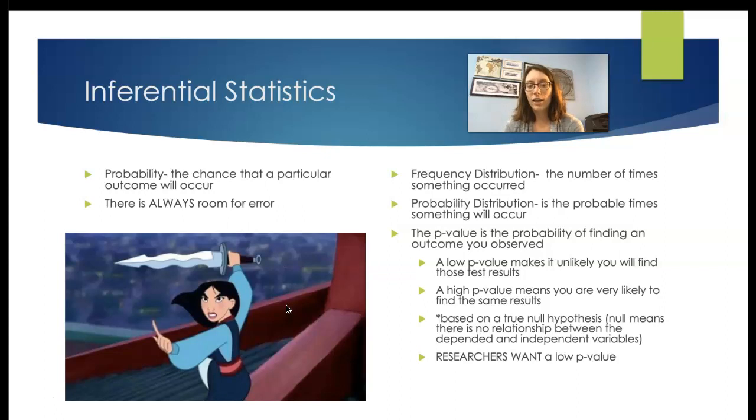So in Mulan, if you said that every soldier in that army was a male, you would have a pretty high percentage of being right. But Mulan was pretending to be a guy so she could save her dad. So you're not statistically 100% right, right? You have room for error. Every single thing you do has room for error. So we just have to evaluate how much error is reasonable and how much is not, depending on the study.